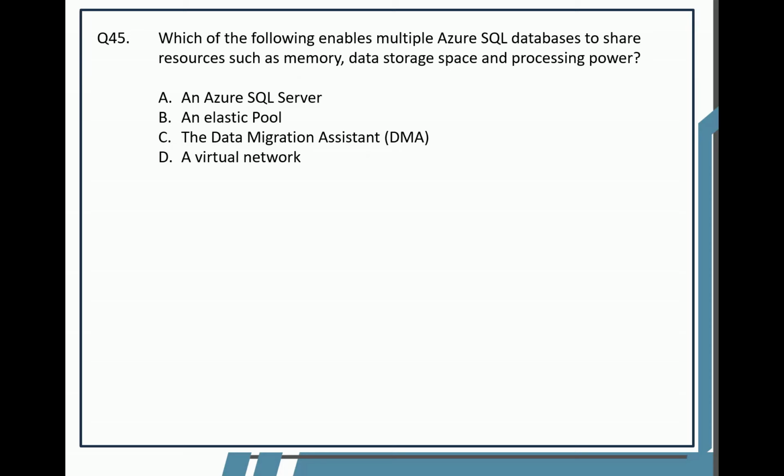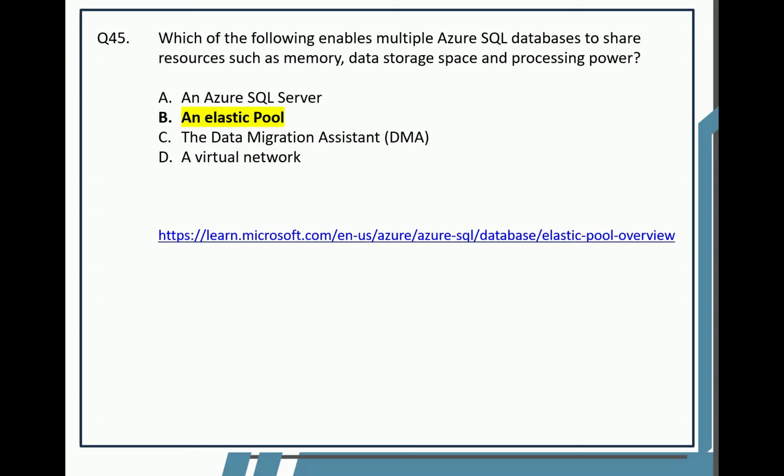Now, folks, an Azure SQL Elastic Pool is designed so that many databases on the same Azure SQL logical server can share a pool of resources, which is CPU, memory, storage, instead of each having separate dedicated resources. This makes resource usage more efficient and cost effective for workloads with varying demands. DMA is a tool for assessing and migrating on-premise SQL Server databases to Azure SQL. It does not manage or share runtime resources.